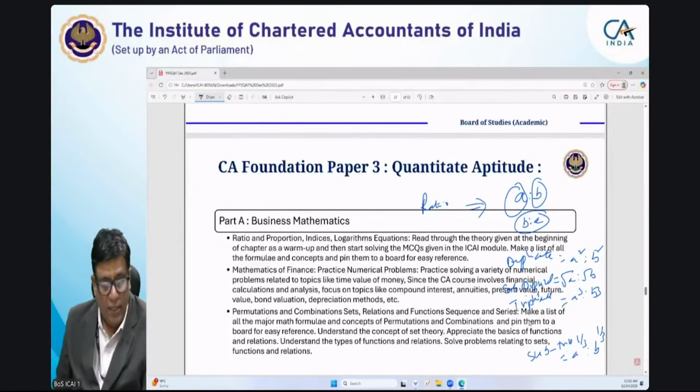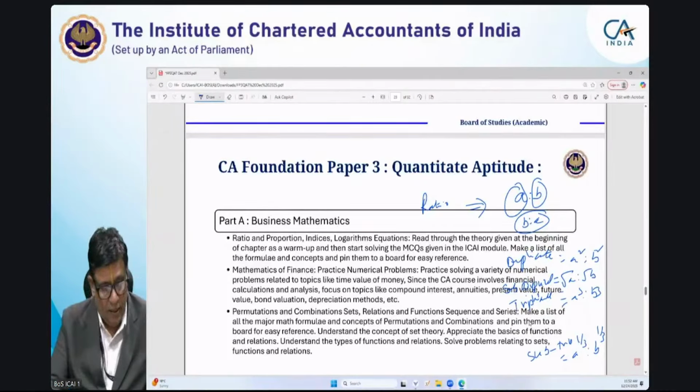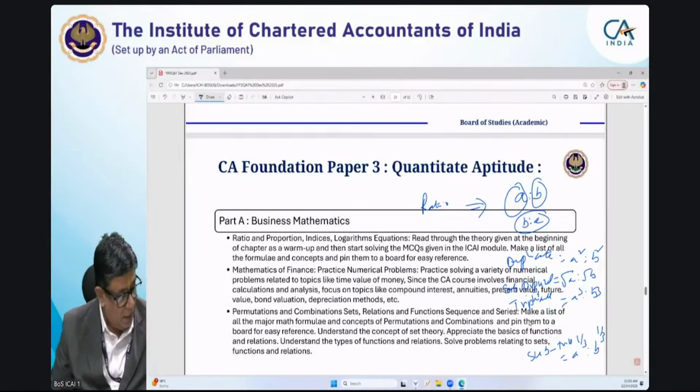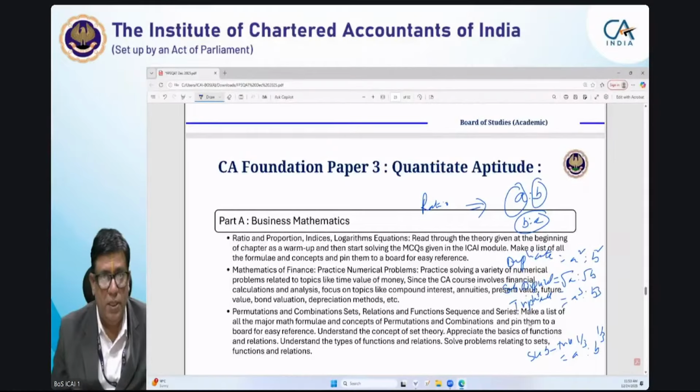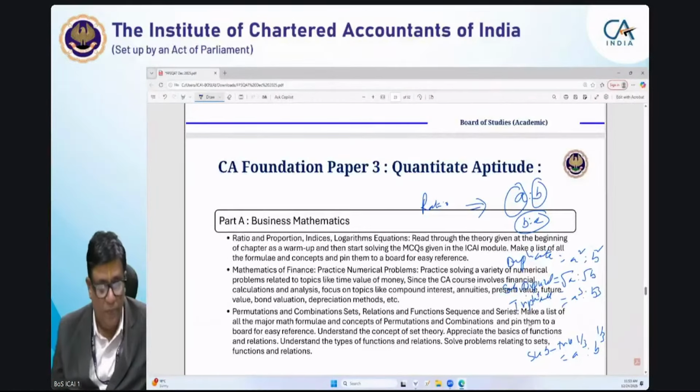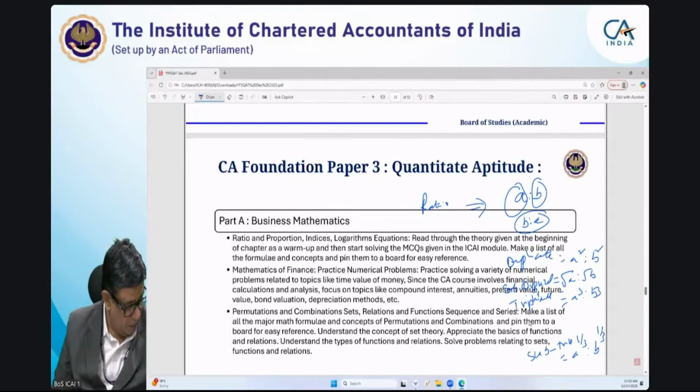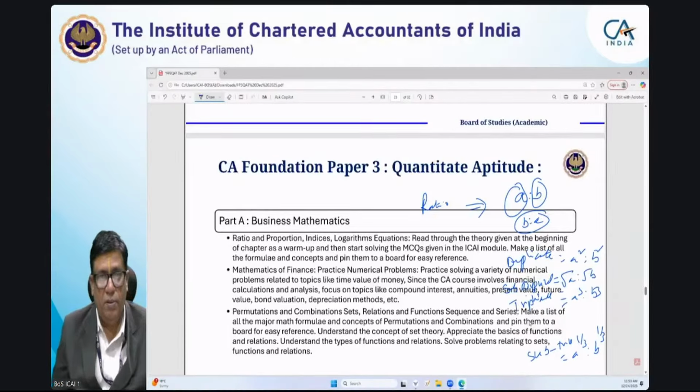Next one is comparing two ratios, which is called proportions. What are proportions, and their properties? If A is to B is equal to C is to D, then D is called the fourth proportion. If A by B equals C by D, then AD equals BC. The product of extremes equals the product of means. This is called the cross product rule.